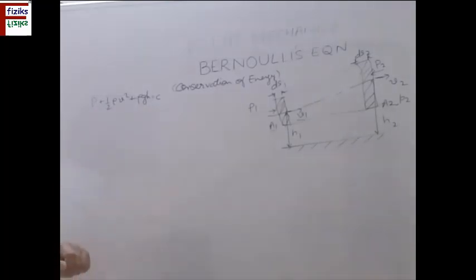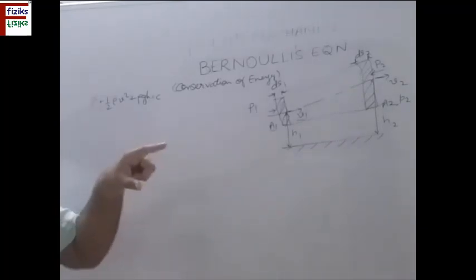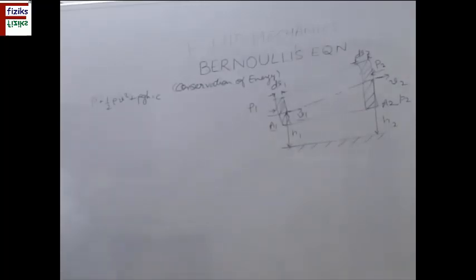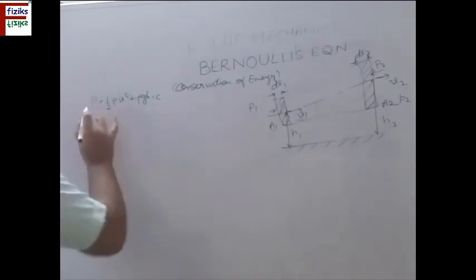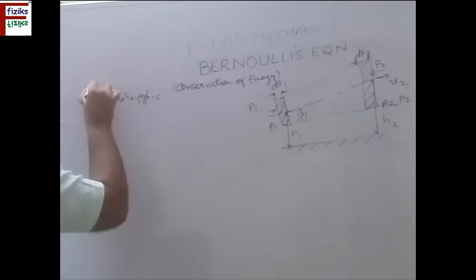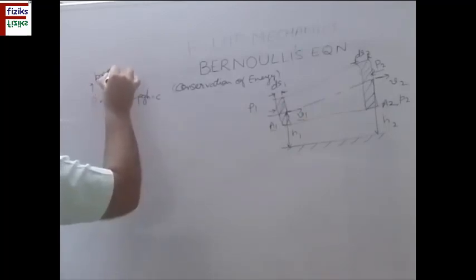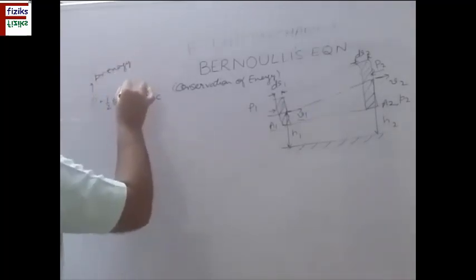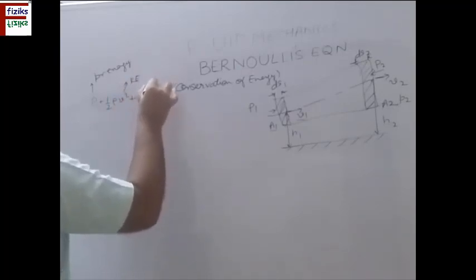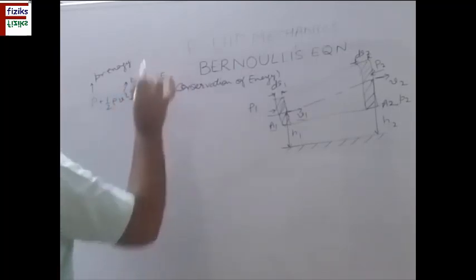Now there is a very important question. What do these three terms represent? These terms represent the energy of a flowing fluid, the sum of three types of energies, or you can say the sum of energy per unit volume. So P is called pressure energy, this is called kinetic energy, and this is called potential energy of the fluid.